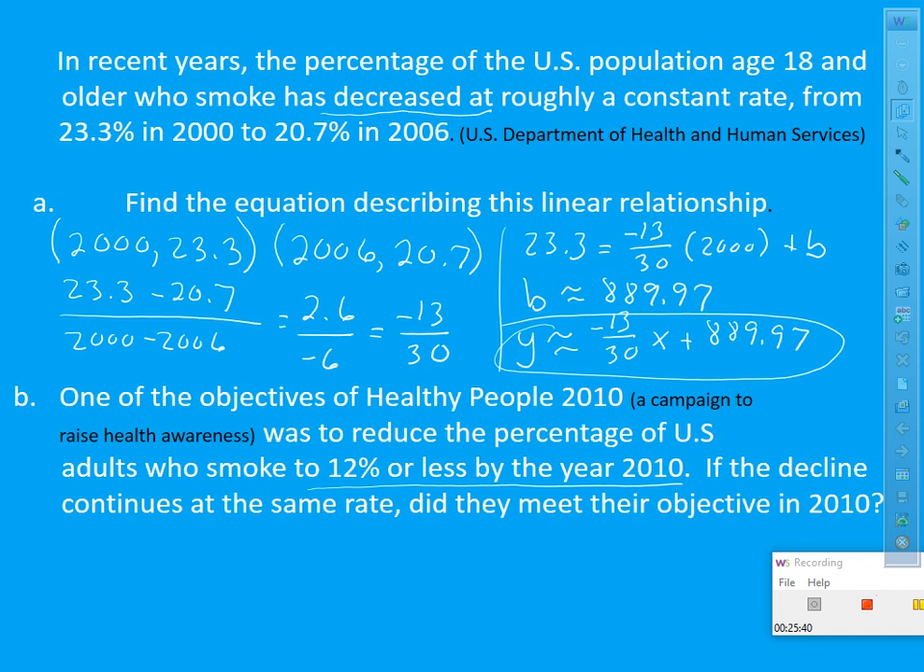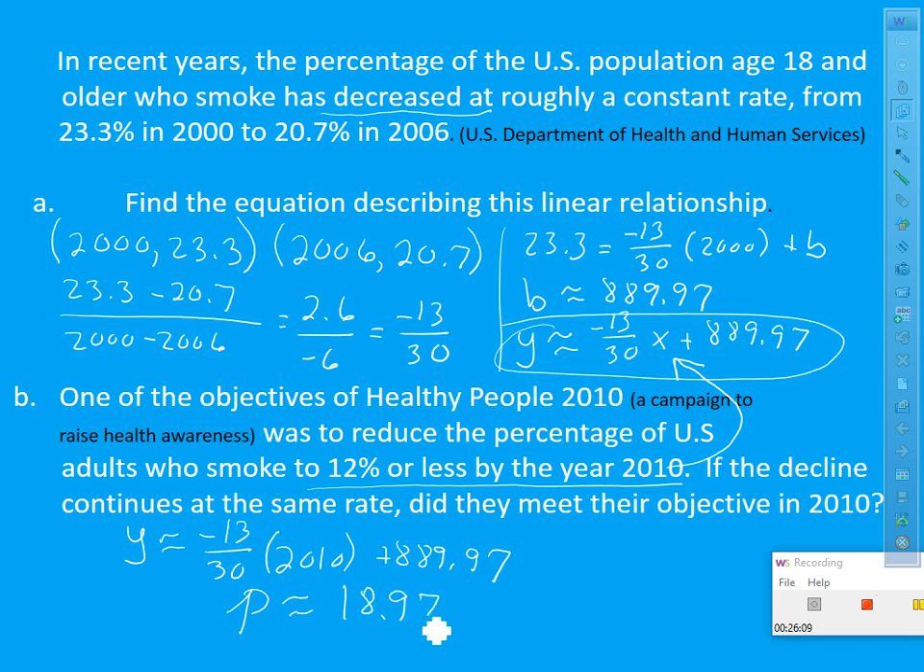Well, what I need to do is put this 2010 right there. So I need to go ahead and go negative 13/30 times 2010 plus 889.97 and see if we reach that 12% number. Well, the percentage that I got was about 18.97. So it decreased, but not good enough. So we did not meet our goal. So guys, I've got that there.